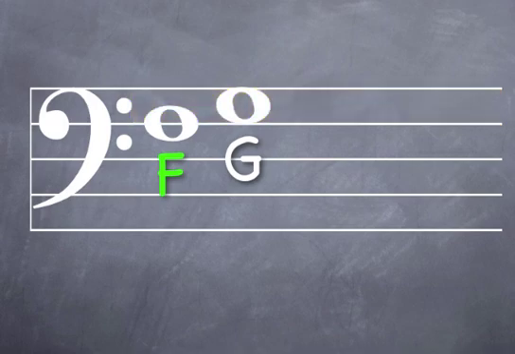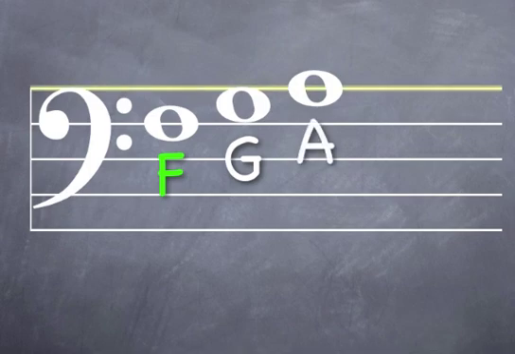Then, when we step up from this space to the very next line, that means we've gone up 1 more step. What comes after G in our music alphabet? Well, G is the last letter in our music alphabet. Once we hit G, if we keep going higher, we have to start over again with A. If we step up from this line to the very next space, we'll land on B.